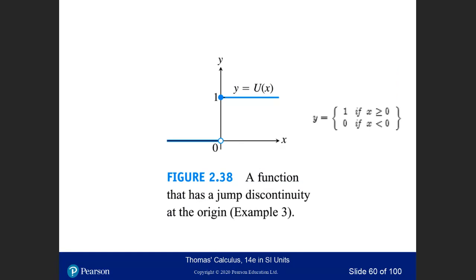Okay, there's another function here. This is called a unit step function actually. Now for x less than 0, its value is 0. If x is greater than or equal to 0, its value is 1. So when you approach 0 from the right and left-hand side, it's not continuous at 0 because it has a jump discontinuity at this point 0. So the function has a jump discontinuity at 0, but it's continuous everywhere else.